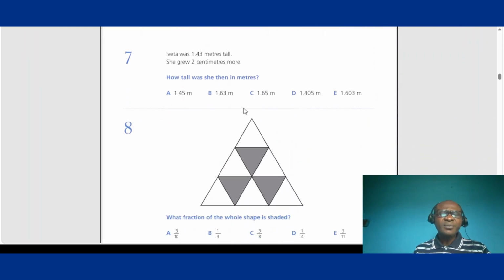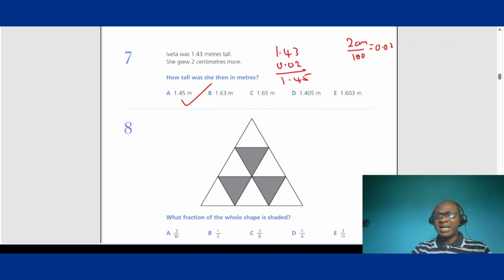Number 7. Iveta was 1.43 meters tall. She grew 2 centimeters more. How tall was she then in meters? So 1.43, 2 centimeters to meters is divided by 100. That is going to give us 0.02. So we add the extra height, 0.02. That is going to give us 1.45. So she is 1.45 tall for question number 7. That is correct.